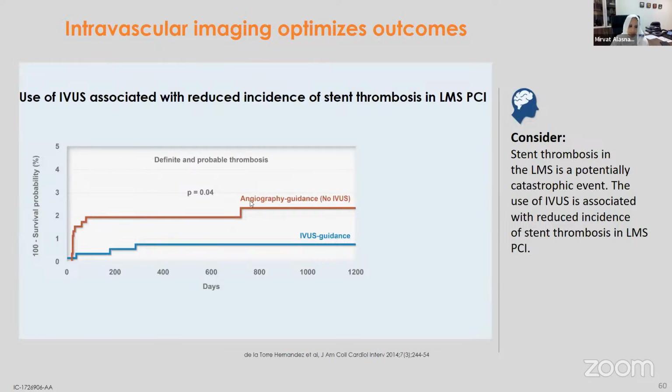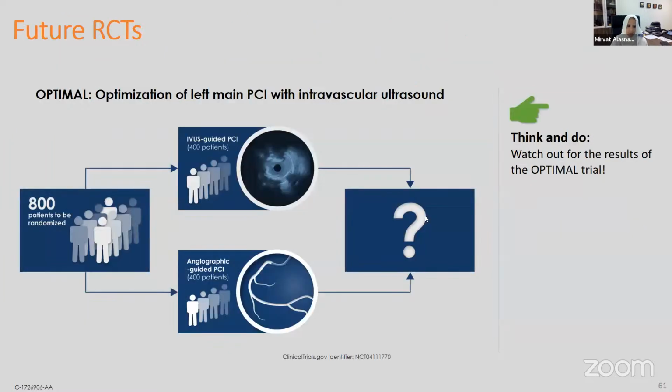And then again, you see this is a publication that was done more than 10 years ago by Dilatori that showed a very significant difference in those who had angio alone versus IVUS guidance. So we've gone through randomized trials. This is observational data, but you see significant reduction in stent thrombosis and event rates with these patients.